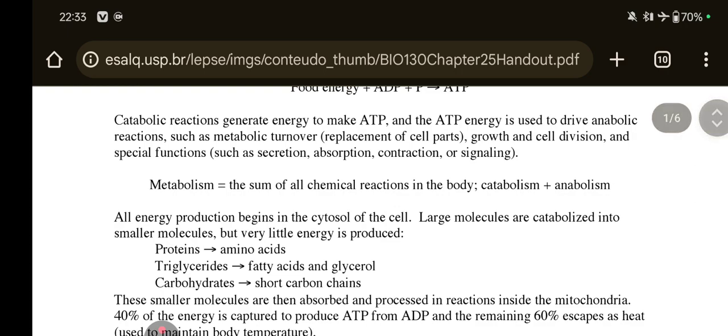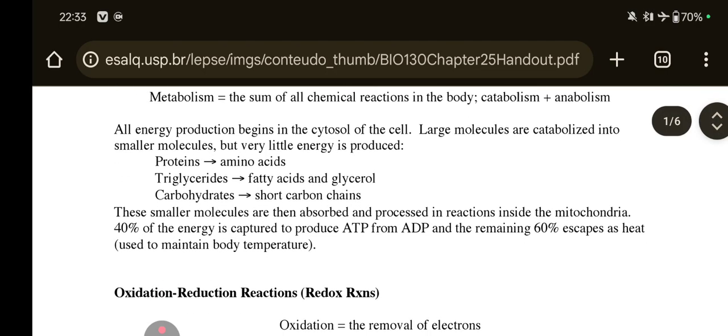All energy production begins in the cytosol of the cell. Large molecules are catabolized into smaller molecules, but very little energy is produced. Protein gives amino acid, triglyceride gives fatty acid and glycerol, carbohydrate gives short carbon chain.